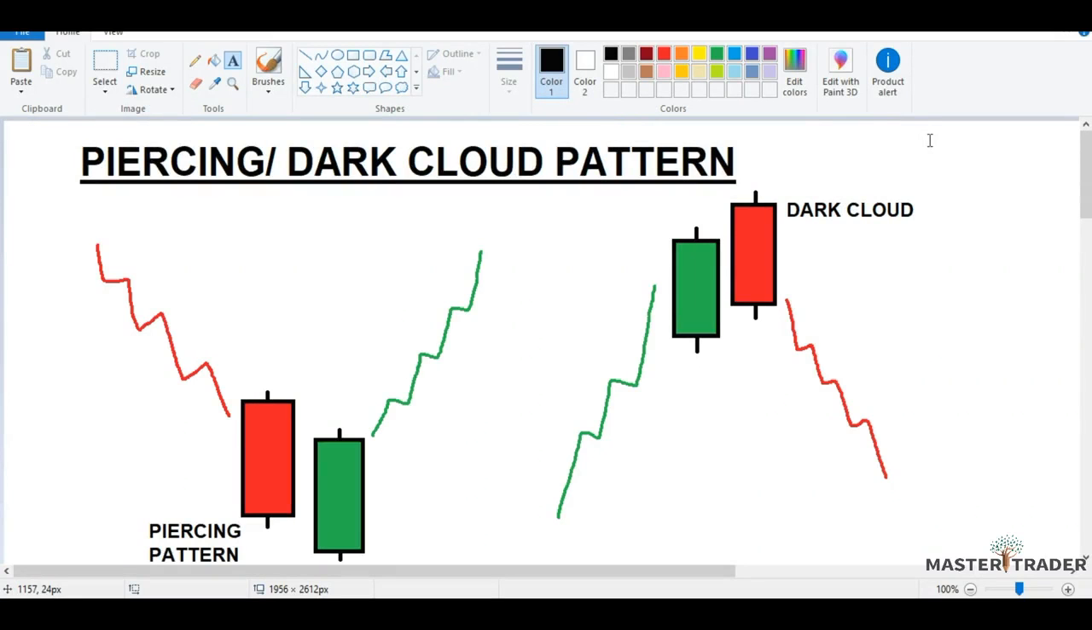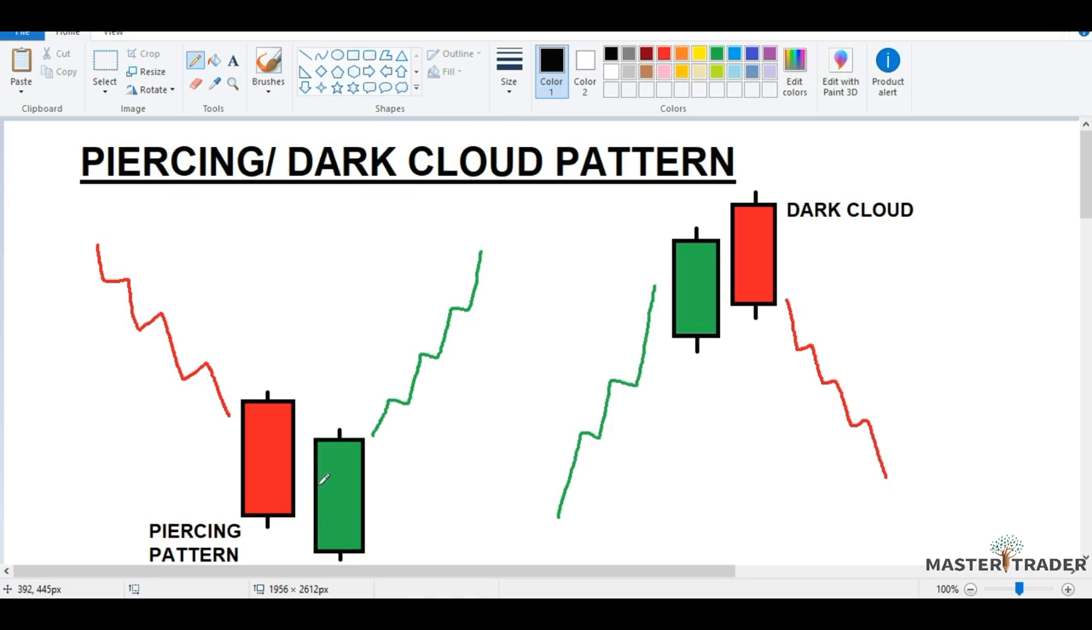All right, guys. So another interesting pattern is known as the piercing pattern and the dark cloud pattern. As you can see, and as what I've drawn here, the piercing pattern occurs in a downtrend, when price is going down, and you see this at the bottom of the trend. Basically, you'll see a red candle like this, followed by a green candle that gaps down below the closing of the previous candle. You see a gap down the next day, right?